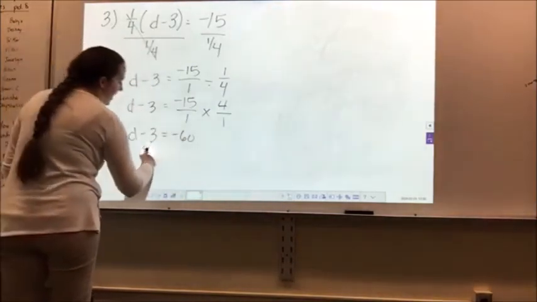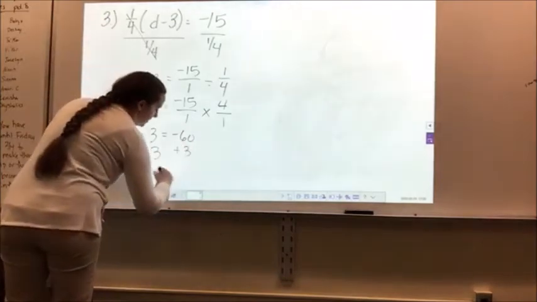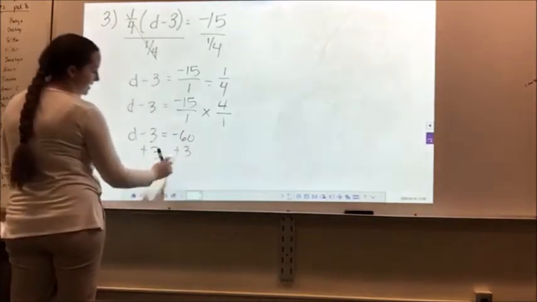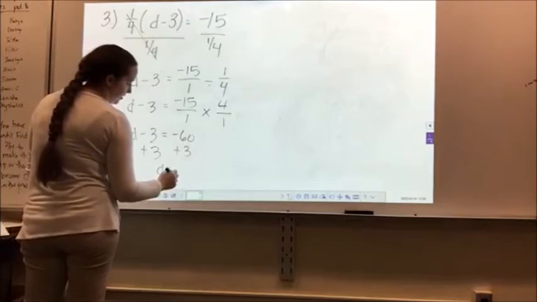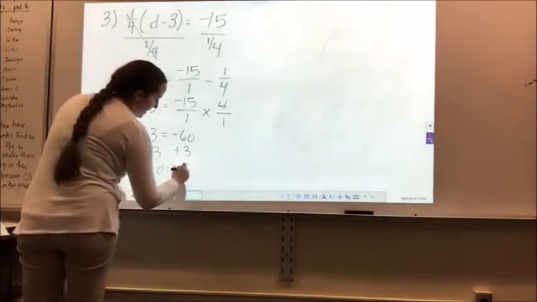Okay. Then I add 3 to both sides. So negative 60 plus 3 gives me negative 57.